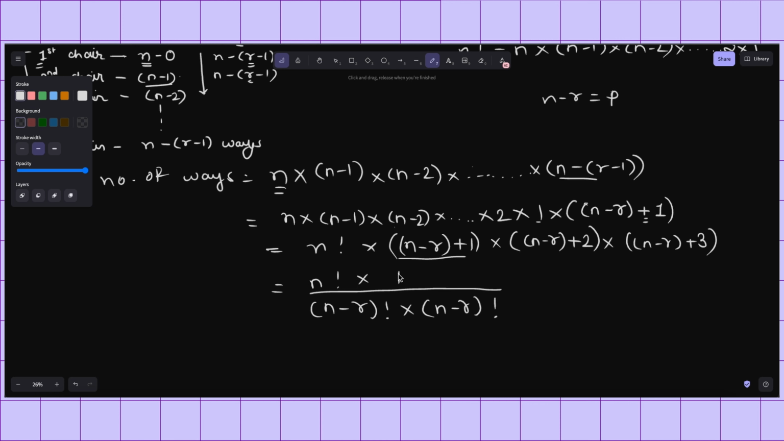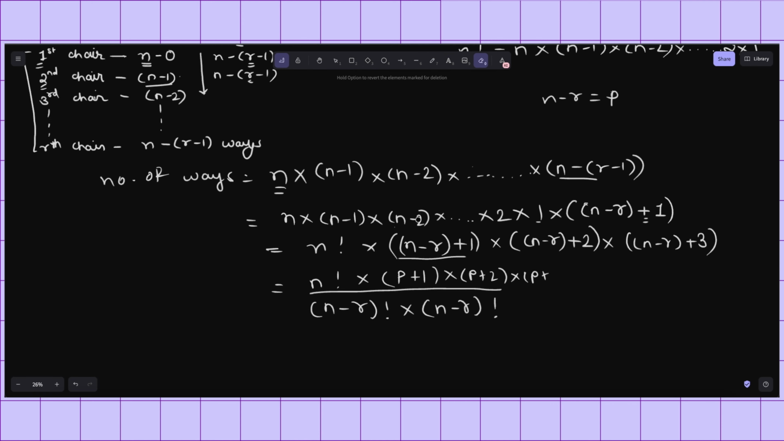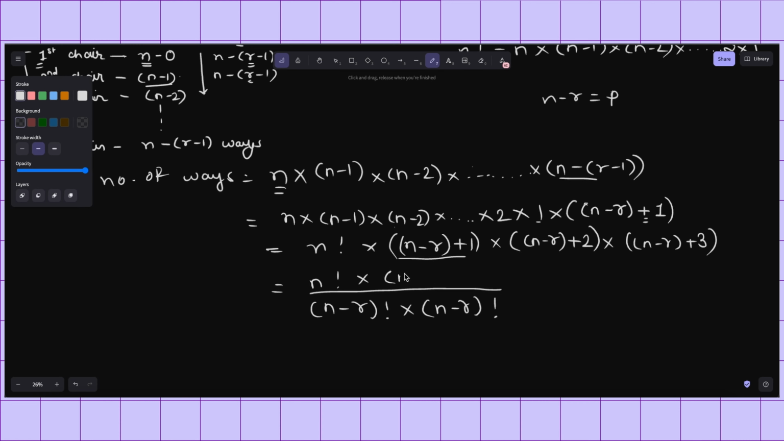So what will happen? It is p plus 1 into p plus 2 into p plus 3. So this is basically p factorial, right? This is p factorial, that is n minus r factorial. So we can directly write n minus r factorial. That's why we have divided it by n minus r square. So this n minus r factorial and this n minus r factorial will be cancelled out. So the final formula that we have with us is n factorial upon n minus r factorial.